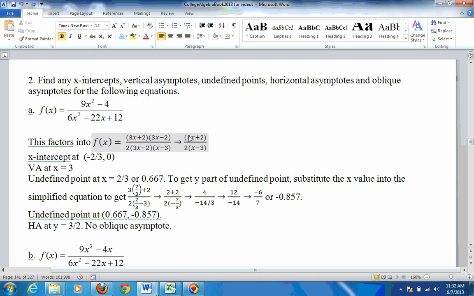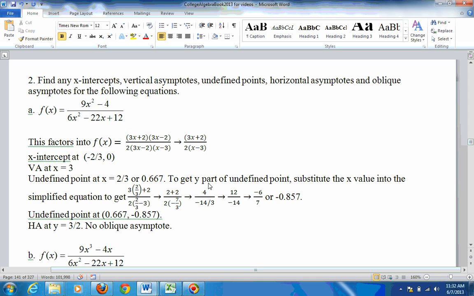Now the x-intercept is where the numerator is equal to 0. So if you said 3x plus 2 equal to 0 and solve it, you take the 2 to the other side and divide by 3, you get negative 2/3. Vertical asymptote is where the denominator equals 0, so set x minus 3 equal to 0 and you get x equals 3. The undefined point comes from the term that was completely canceled out, which is the 3x minus 2. Set the 3x minus 2 equal to 0 and you get x equals 2/3, or 0.667.